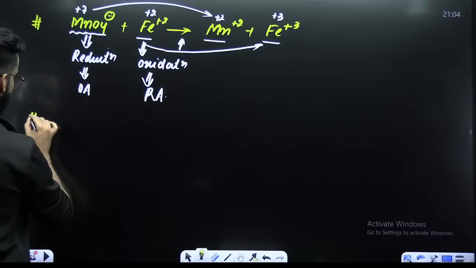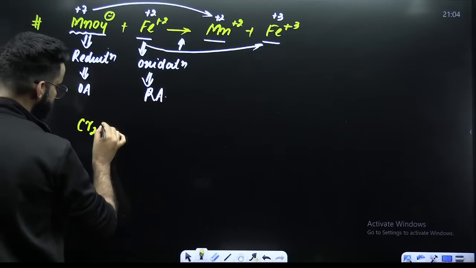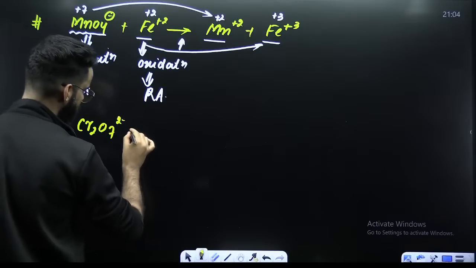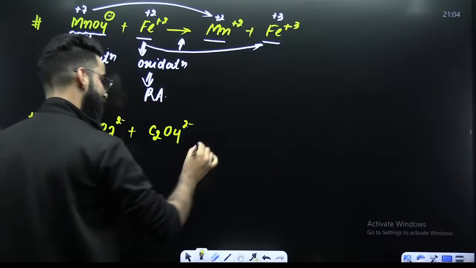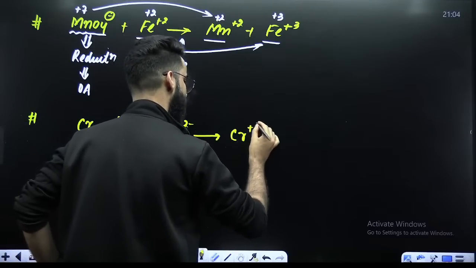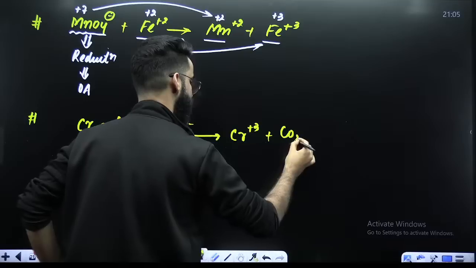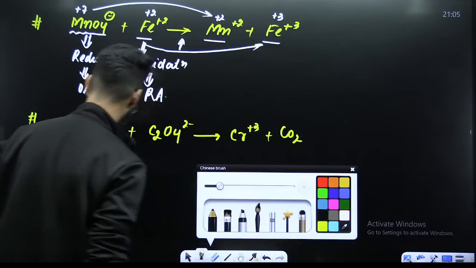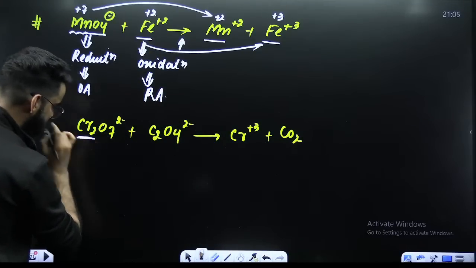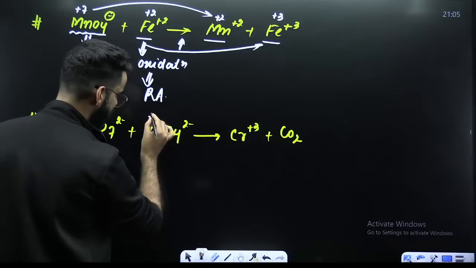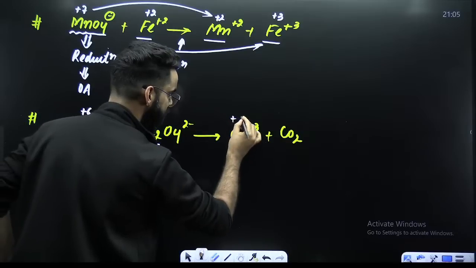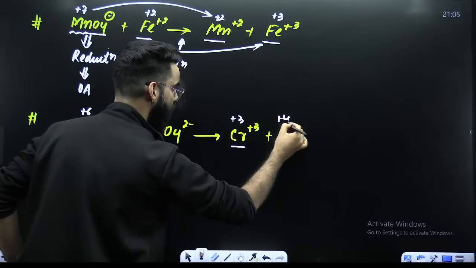For example, you have got a reaction like this: Cr2O7 2- plus C2O4 2-, let's say it gives Cr3+ plus carbon dioxide. This is your reaction, okay? Now, first thing, the oxidation state of chromium here, when you calculate it, comes out to be +6. Carbon, when you calculate it, comes out to be +3. This is +3, and this will be +4 when you calculate.